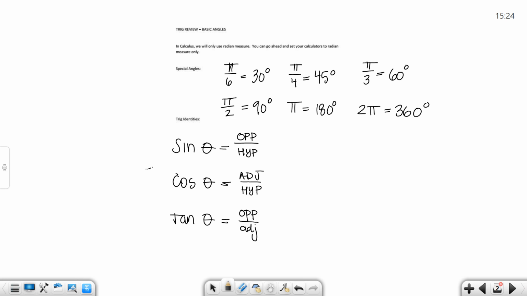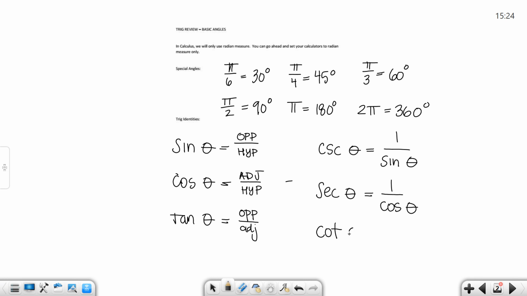Okay, and those of course are your sides of your right triangles. Now, you also need to remember that the cosecant of theta is 1 over the sine of theta. Now that is one I'm expecting you to know. The secant of theta is 1 over the cosine of theta. And the cotangent of theta is 1 over the tangent of theta.